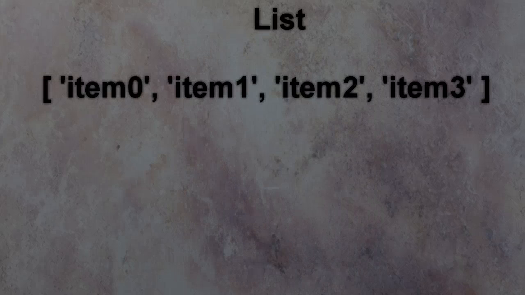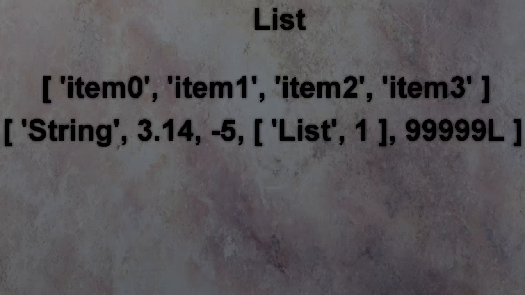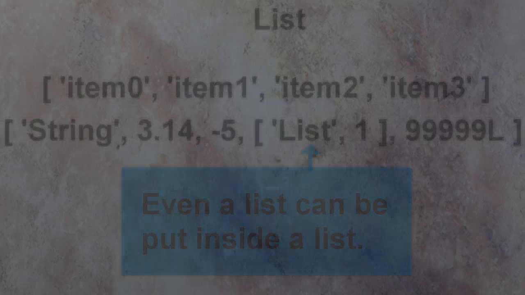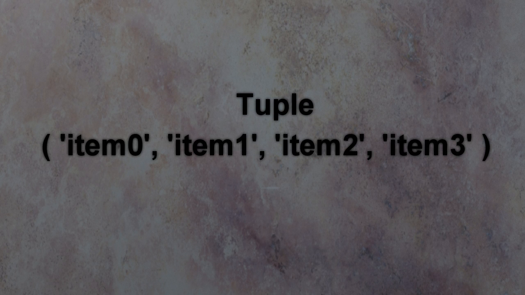To define a list with Python, the items are enclosed in square brackets, and each item of the list is separated by a comma. Another nice thing about a list is that any object type can be put into a list. Tuple is another sequence data type that is similar to the list.